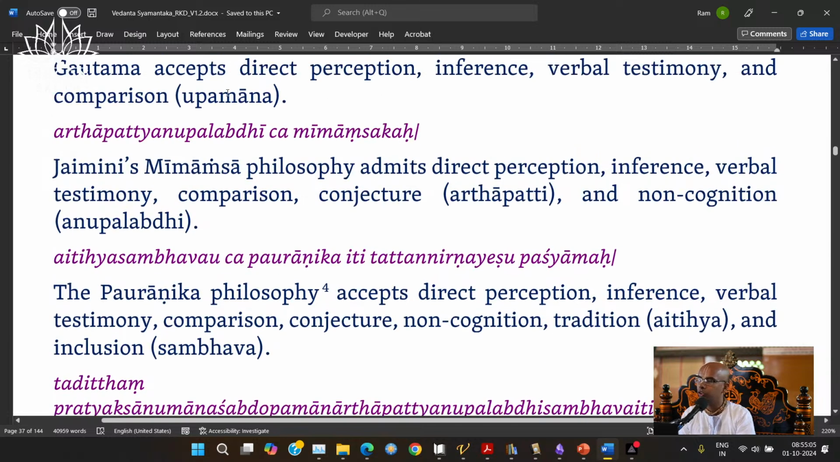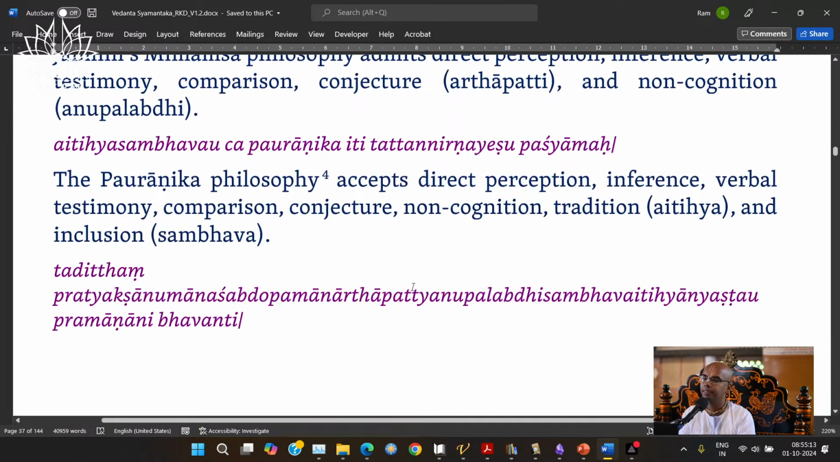Then there is Upamana, Arthapatti, Anupalabdhi, Aitihya, Sambhava. There are ten, and Jiva Goswami gives two more. He says there is something called Cheshta and another one is Arsha. So there are ten Pramanas, and in the entire creation, the way we gain knowledge is only through these ten Pramanas. There is no eleventh Pramana, there is no twelfth Pramana. Pramana means only these ten.